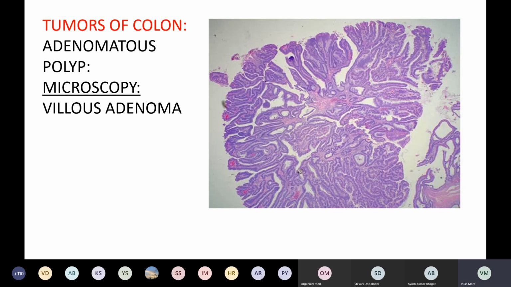This is a benign condition, but the villous adenoma may give rise to adenocarcinoma because of a rapid growth of the cells, which may be benign, but they may get transformed into the anaplastic or carcinomatous cells.